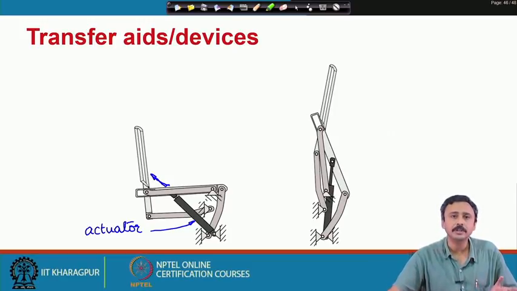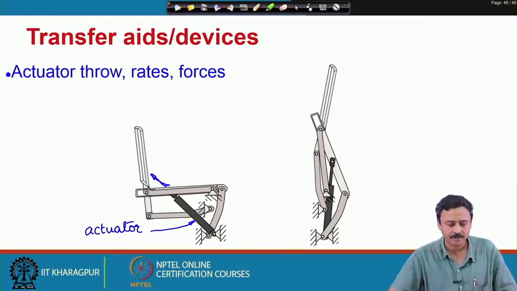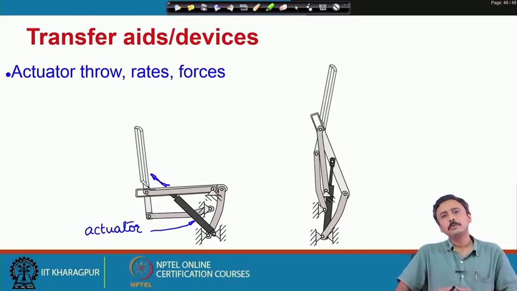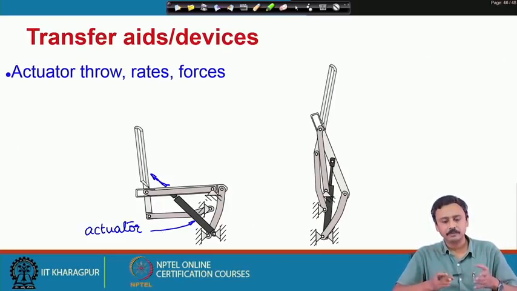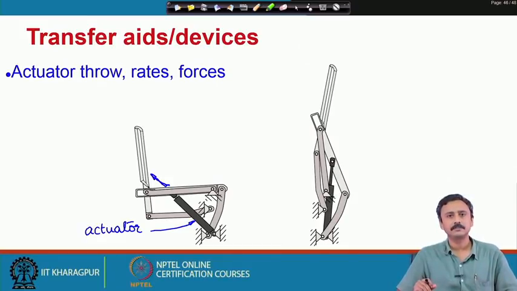Now, what are the issues relevant to our study? Kinematic analysis of mechanism. This is a mechanism. What should be the throw of the actuator? How much should this actuator, which can be a pneumatic or a hydraulic actuator, expand in order to take this chair from the sitting position to the standing position? This is a relevant question that one can ask.